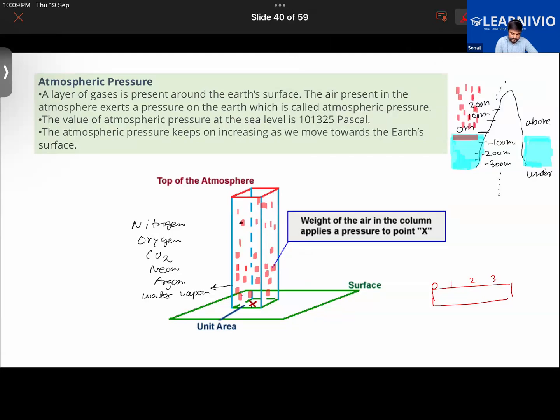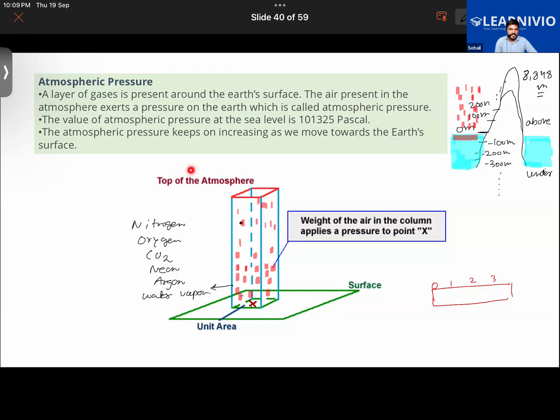Take, for example, that this is Mount Everest, having a height of 8,848 meter. Let's say you are here on Mount Everest, the highest point on Earth. So the pressure will be least here, very less. But when you are at 0 meter, at the sea level, the maximum number of air molecules are concentrated here. So the pressure should be maximum here, isn't it, guys? Yes, sir.